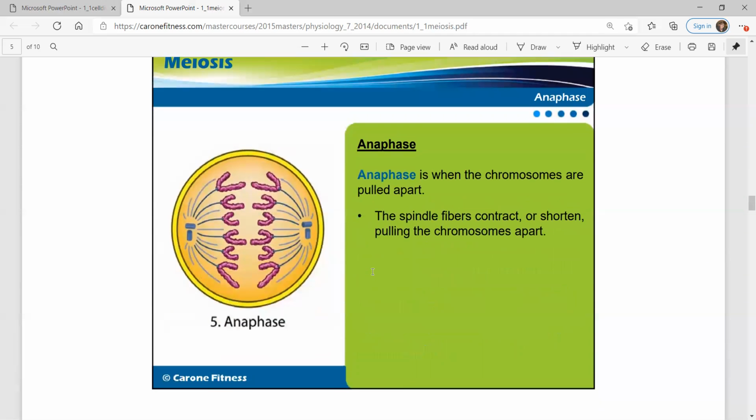Anaphase is when the chromosomes are pulled apart, A for apart, and the spindle fibers contract and shorten, and this action pulls the chromosomes apart towards the poles.